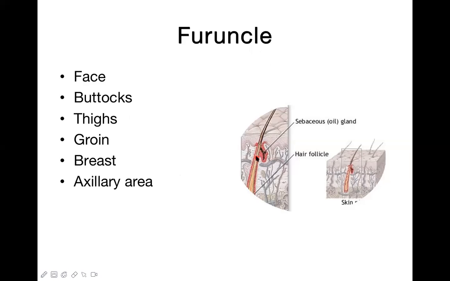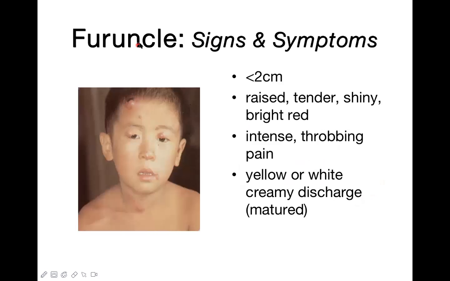Look at this picture. This is a hair follicle, okay. This is a sebaceous gland which is attached to the hair follicle, okay. So there may be pus formation somewhere here in relation to the hair follicle in case of furuncle. Now, what are the signs and symptoms of furuncle?